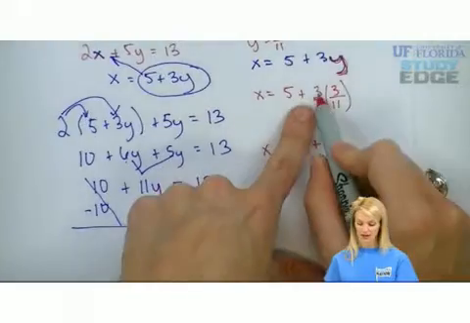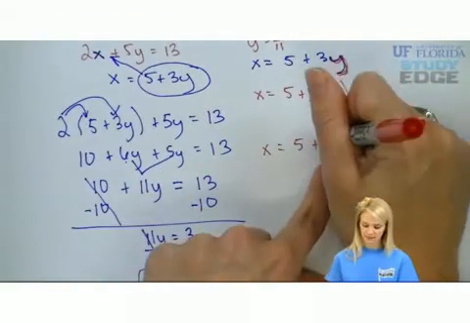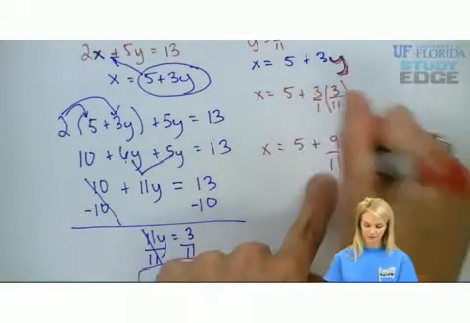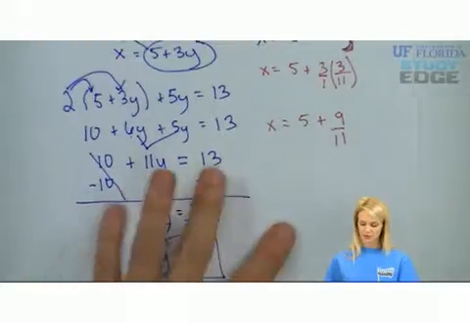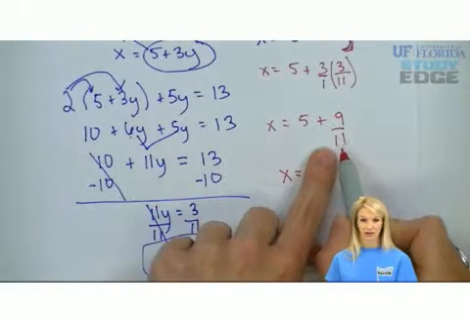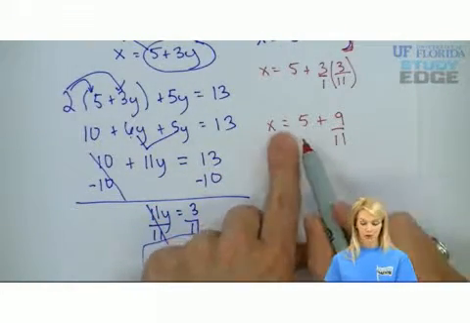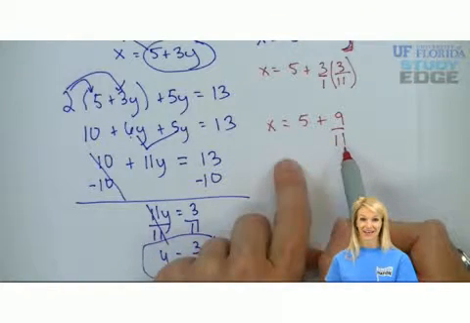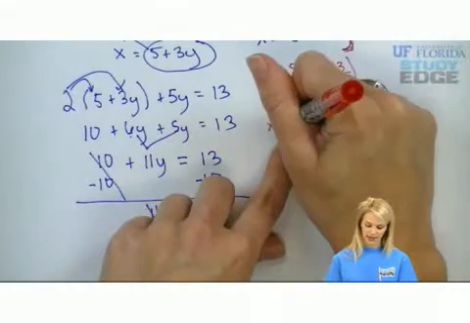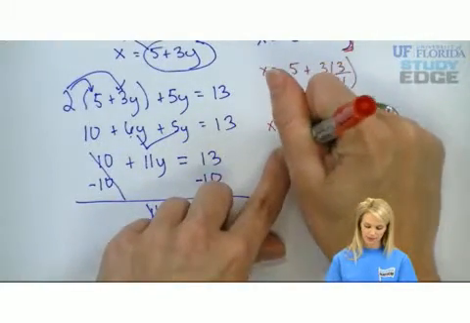How do we multiply? Multiply your tops. 3 times 3 is 9. Multiply your bottoms. 1 times 11 is 11. You got it. So now what do we have? We have x equals 5 plus 9 over 11. Well, when I'm adding a whole number plus a fraction, I need to have the same denominator, right? So how can I get this denominator to be 11? You got it. I'm going to multiply my top by 11 and my bottom by 11.